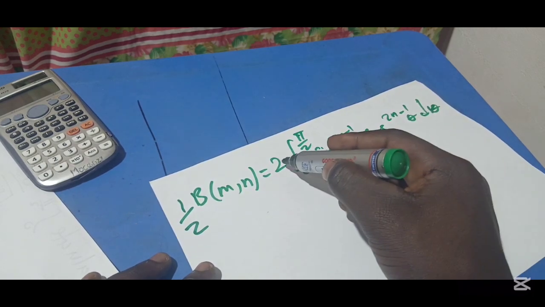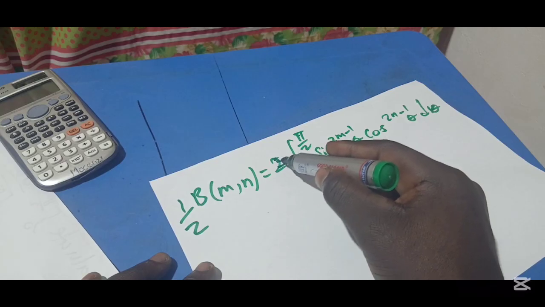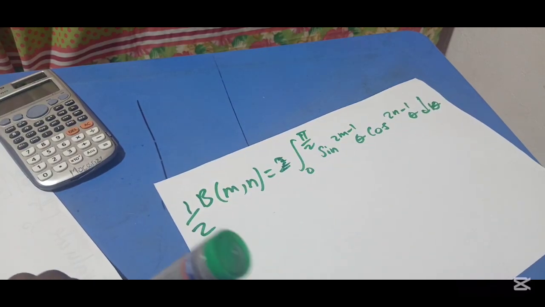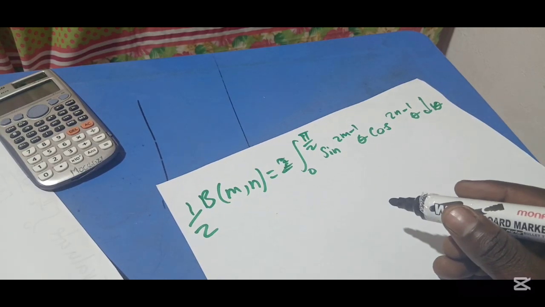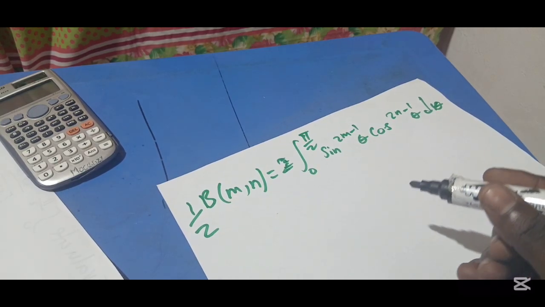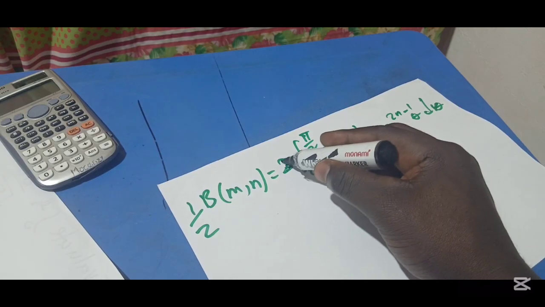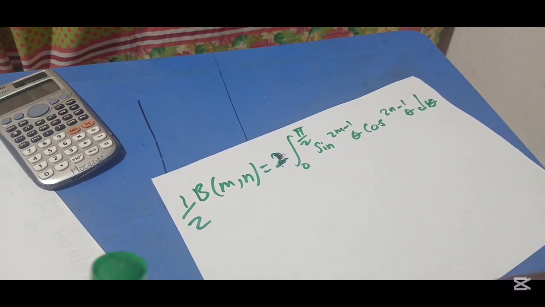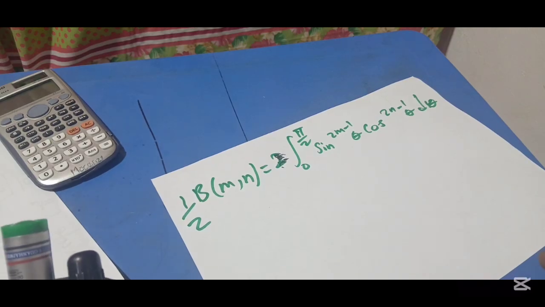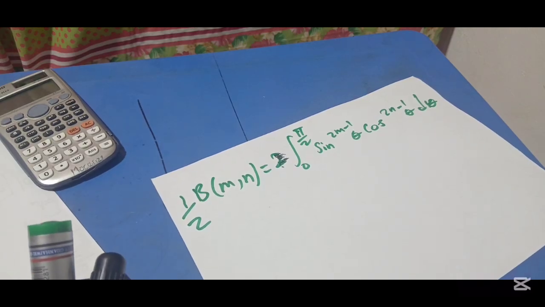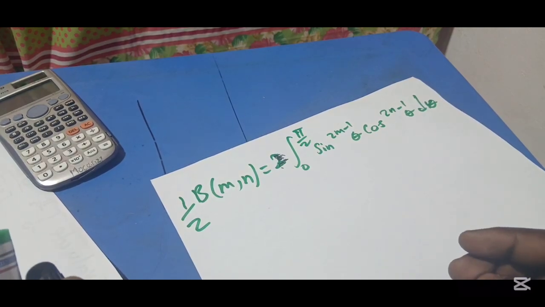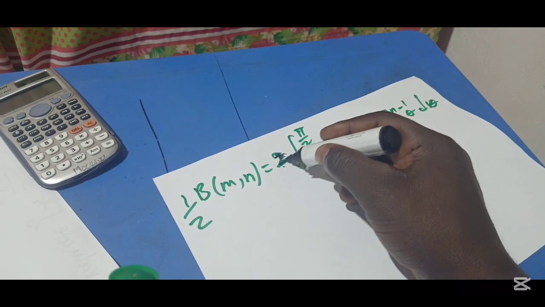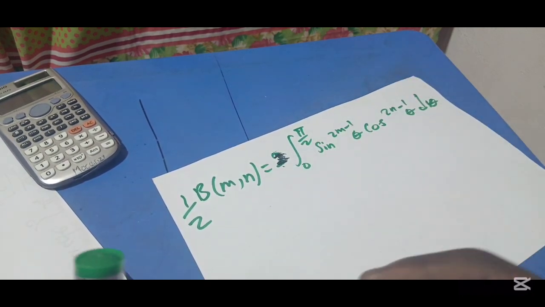So we are going to write the general formula for evaluating trig functions under beta, using the idea of beta functions. This formula was derived from the general definition for beta functions. Like I said earlier, we'll be dealing with trig problems, so this is one of the formulas that we need to know.